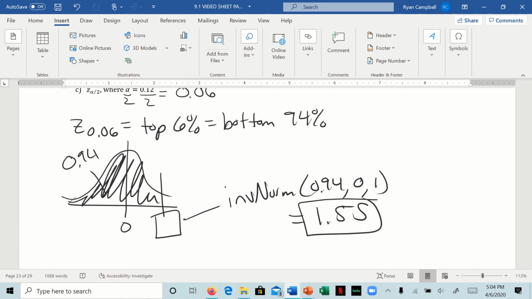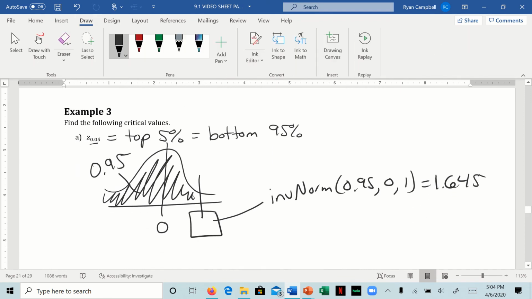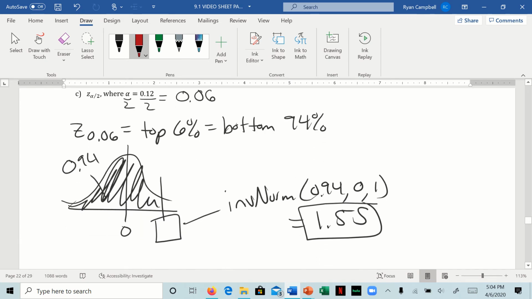Hopefully you're also seeing a pattern, right? Once we figure out what that bottom percentage is, we're just plugging it into inverse norm with 0 and 1. Bottom percentage, inverse norm, right?